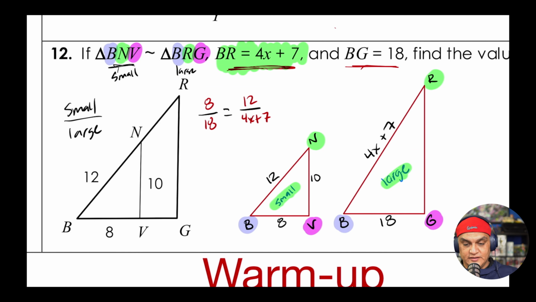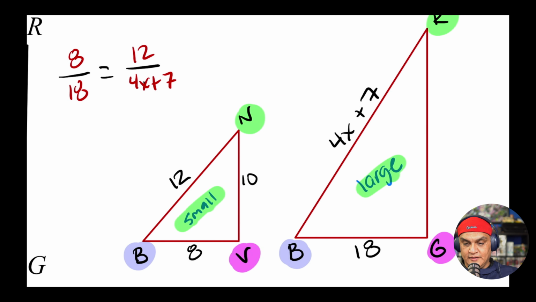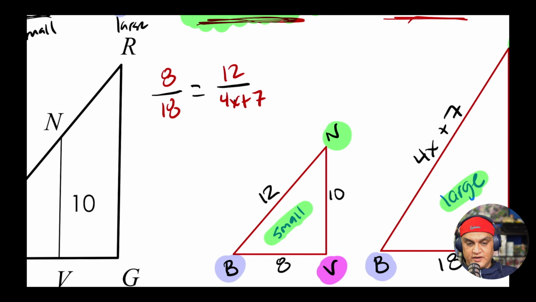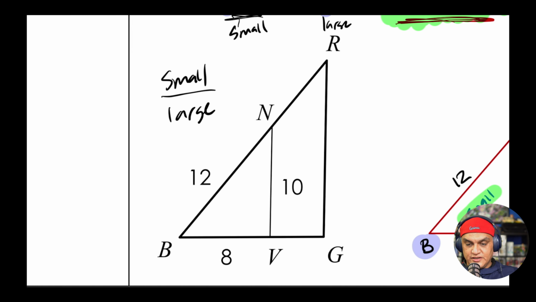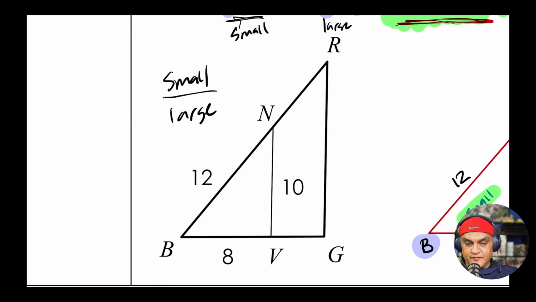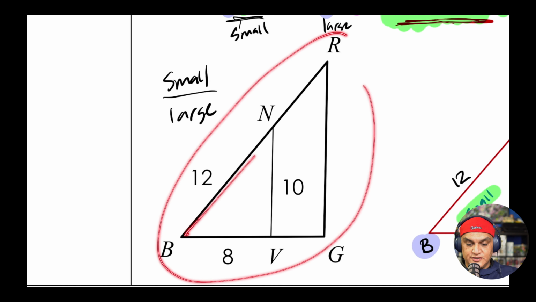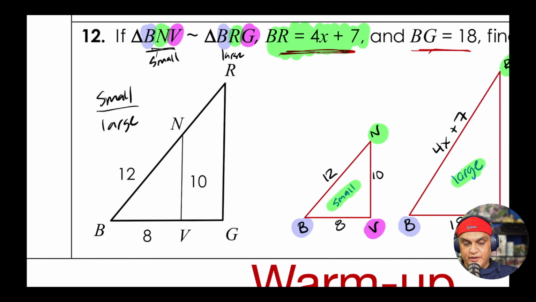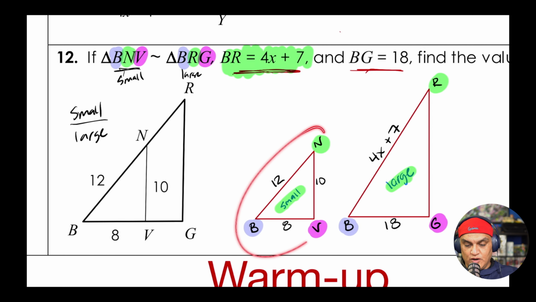Okay, so let me repeat this. Again, I separated the triangles, because the two triangles being on top of each other confuses a lot of students. Here's the small triangle. Here's the large triangle, right? So we separate them. Here's the small one, BVN, and here's the large one, BGR.